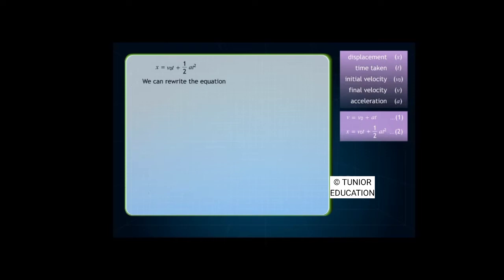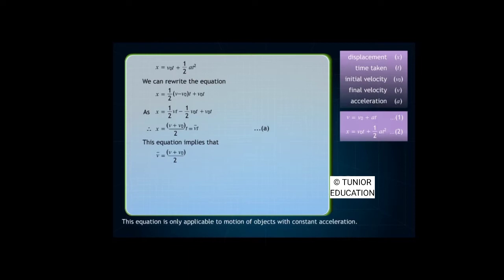We can rewrite the equation x equals half into v minus v0 times t plus v0 into t, as x equals v plus v0 by 2 into t, which equals average velocity times t. This equation implies that average velocity equals v plus v0 by 2. This equation is only applicable to motion of objects with constant acceleration. The above equation proves that the average velocity is the arithmetic mean of initial and final velocities of an object in a given time interval.